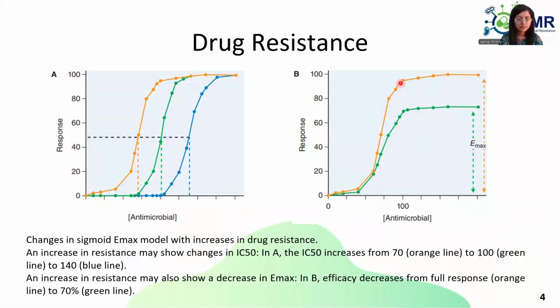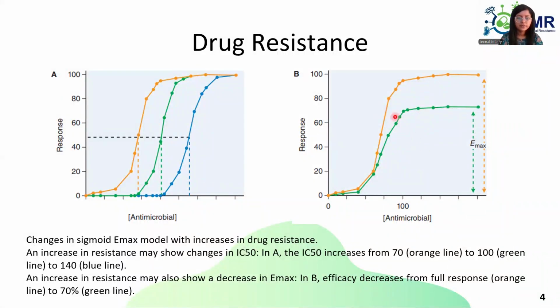Increasing resistance may show a decrease in the Emax. If the resistance is increasing according to the duration, or maybe the longer prolonged use of the antibiotic, the Emax of that antimicrobial agent is decreased, right?